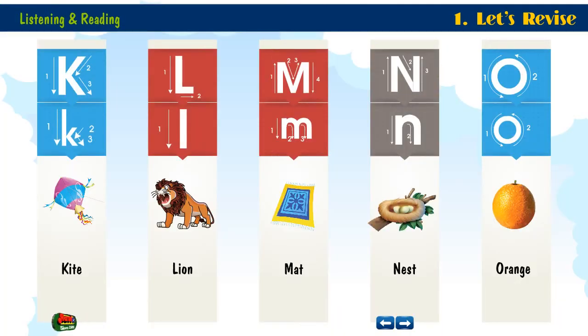Children, let's say again. K for kite. L for line. M for mat. N for nest. O for orange.